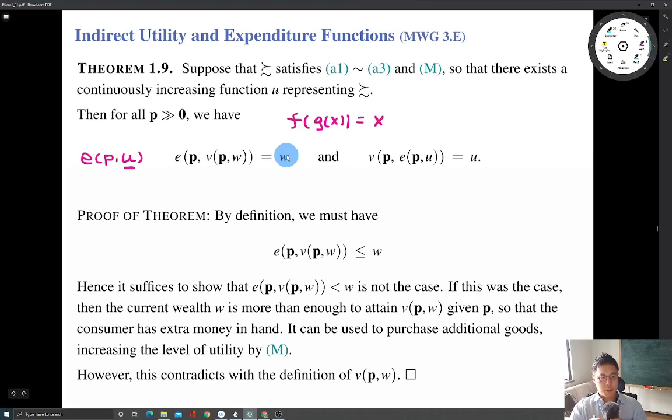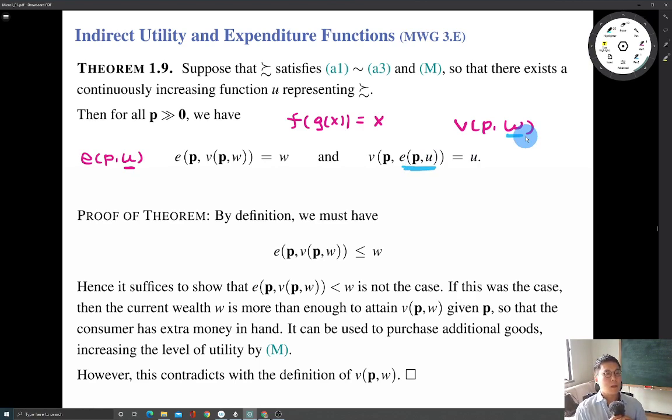And then interchanging the roles of these two functions, if we start from the indirect utility, that originally depends on P and W, but instead of W, we substitute expenditure function, then everything is cancelled, and we are left with just the consumer's target utility. So the second relation tells us expenditure function can be seen as the inverse of function v with respect to W.